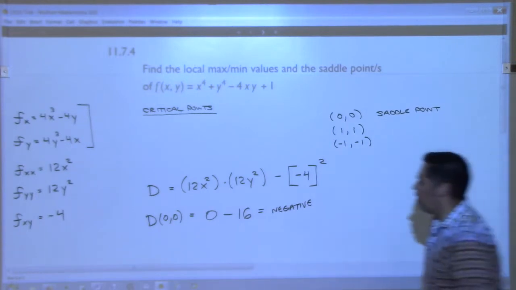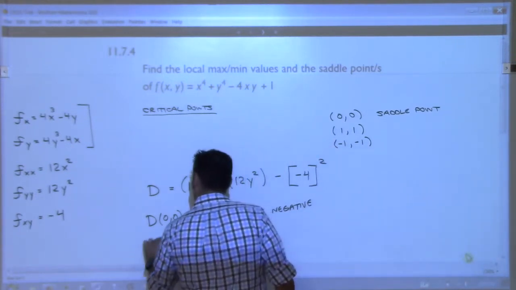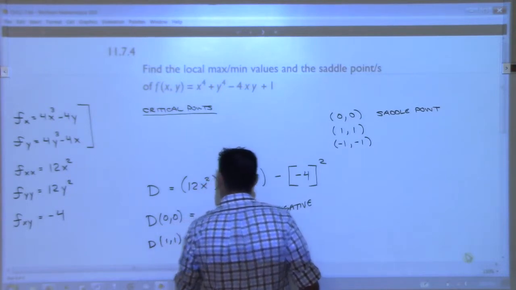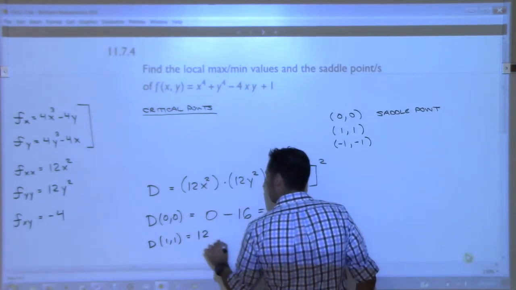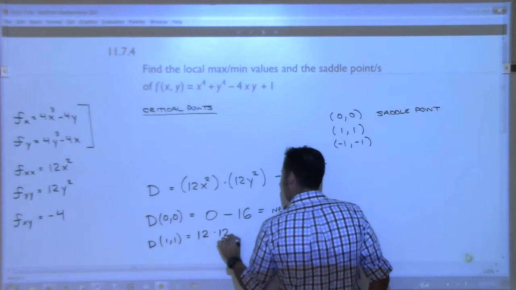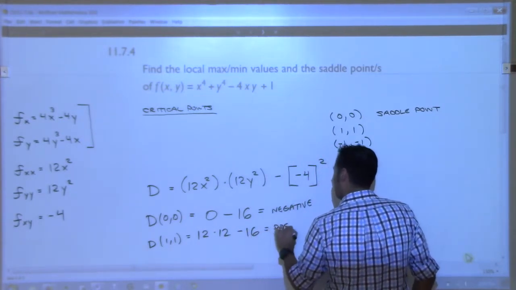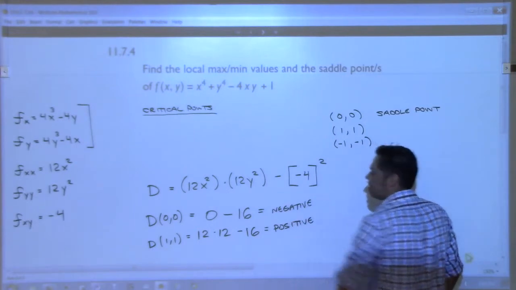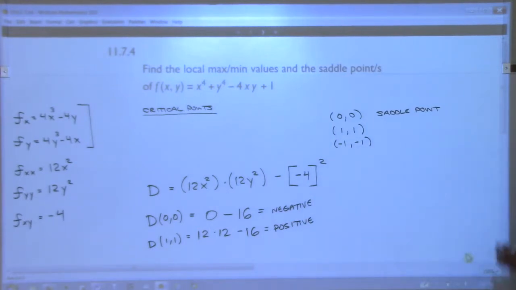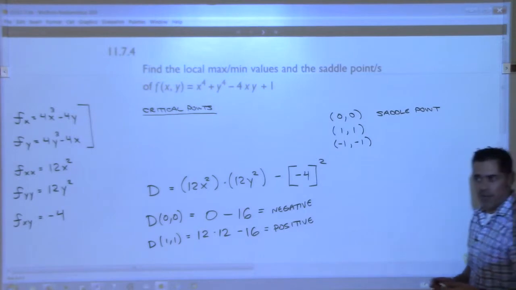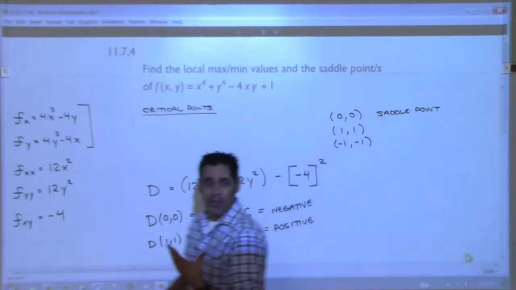What's D of 1, 1? So we get 12 here, and 12 there, and then minus 16 again, right? And that's positive. I don't care about the value as much, and you shouldn't care either. So we have positive. What does this mean now? If we get positive, that just tells us that we have one or the other, max or min.